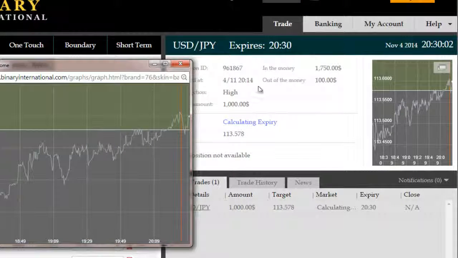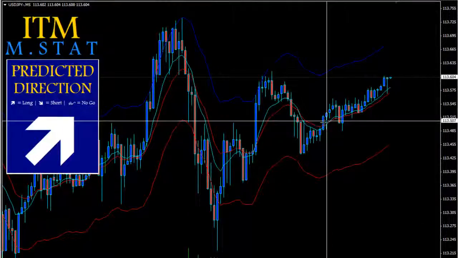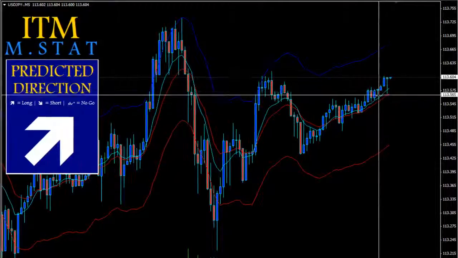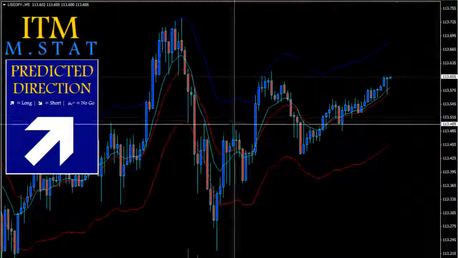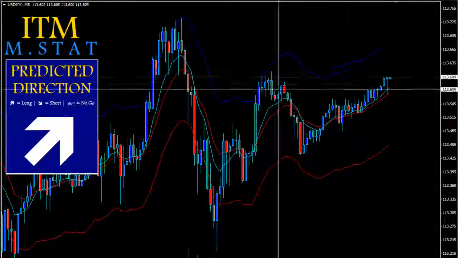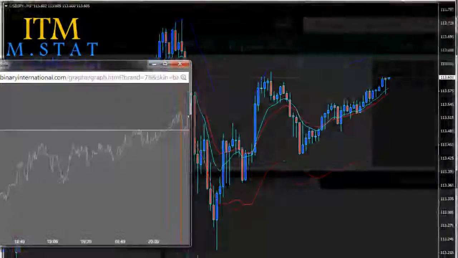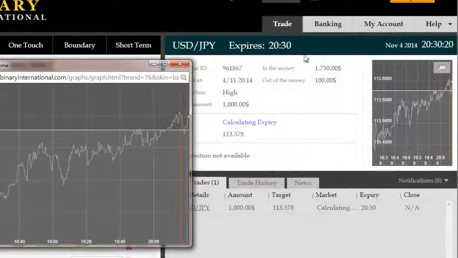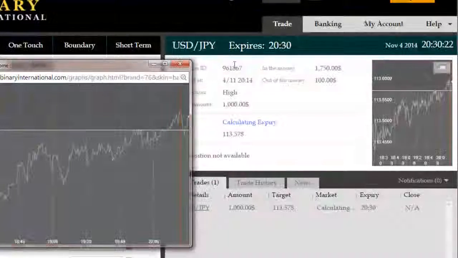Now, the trade has expired in the money. Once the calculation of expiry is complete, we will have a $750 net return on this trade. And since we've had a fresh bounce, if you see that wick over there bouncing off the middle EMAs, we are looking at another high probability entry condition based on ITM M.Stat's prediction of a long trade here.